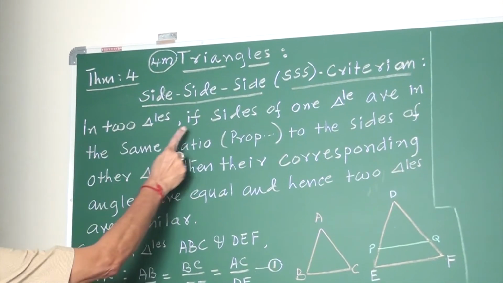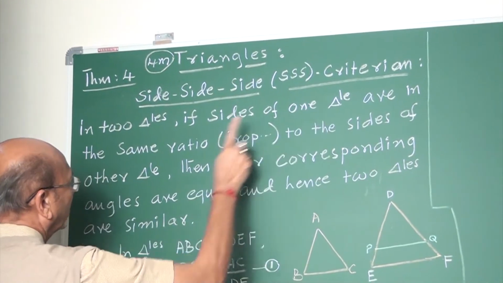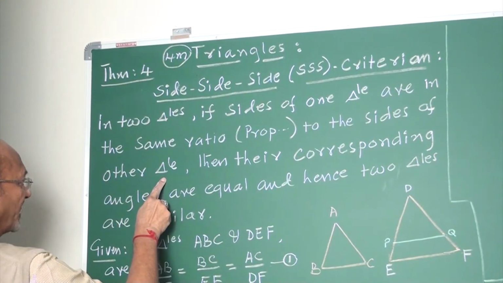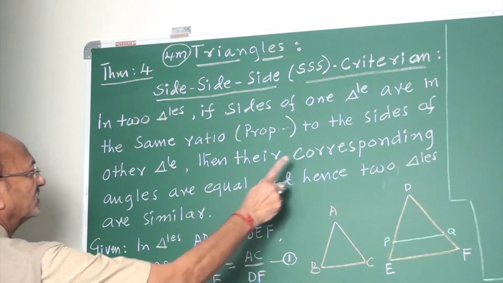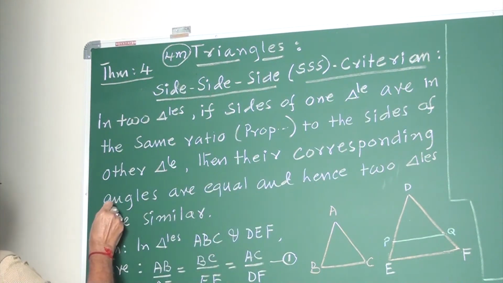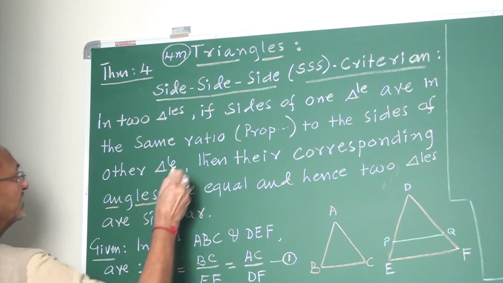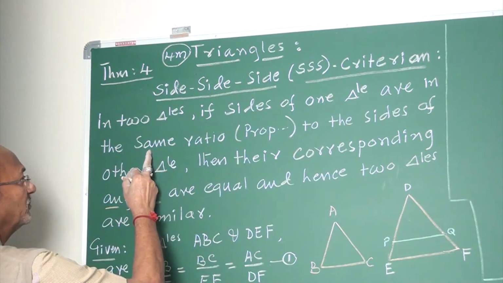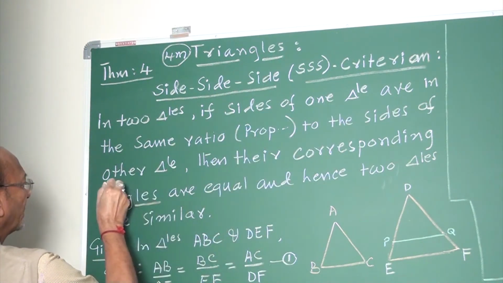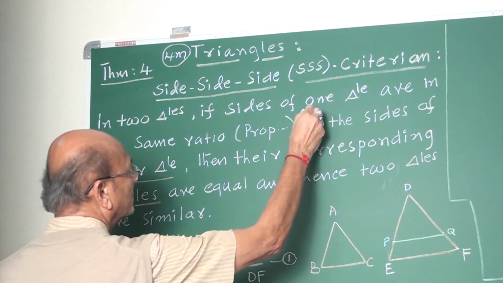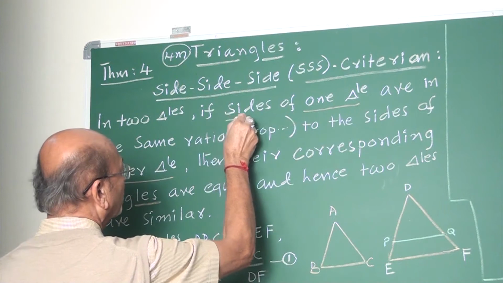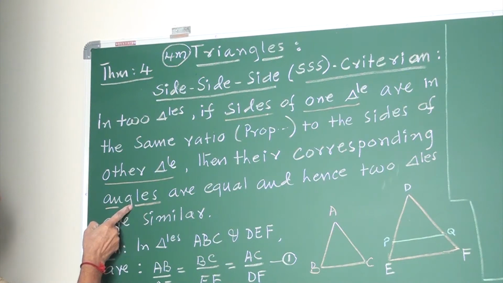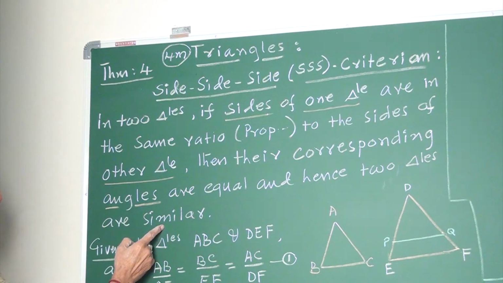In two triangles, if sides of one triangle are in the same ratio, you mean proportional to the sides of the other triangle, then their corresponding angles are equal. If the sides of one triangle are in the same ratio to the sides of another triangle, in this case all the three sides, then their corresponding angles are equal, and hence the two triangles are similar.